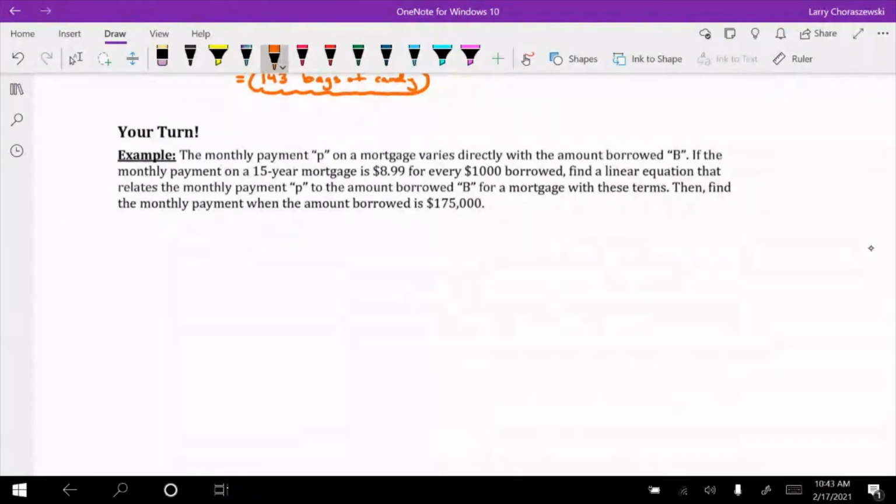The monthly payment is $8.99 for every $1,000 borrowed. Okay, so $8.99 and $1,000 are going to be values for either P or B. And like we've seen, the information in our second sentence can help us find K. And then you'll want to figure out, what is the monthly payment when the amount borrowed is $175,000. So I'm going to give you some time to work on this. I'll check in with you in about 5 minutes or so to see how we're doing, and we'll wrap class up afterwards.